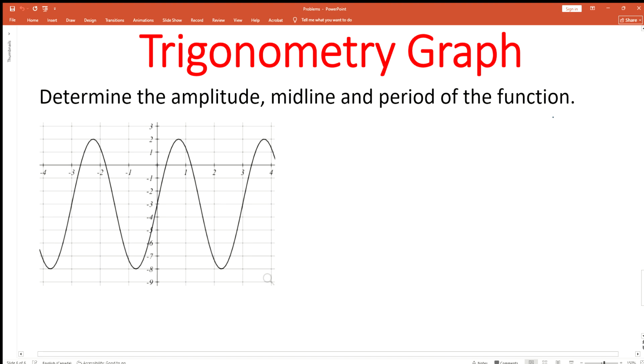Let's start by analyzing the given graph. As you can see, this graph represents a periodic function. The graph is made up of repeating cycles. We should start by finding the maximum value and minimum value for this function. As per this graph, the maximum value is 2 because that's the highest value the function reaches along the vertical axis. And the minimum value is -8 because that's the lowest value the function reaches along the vertical axis.